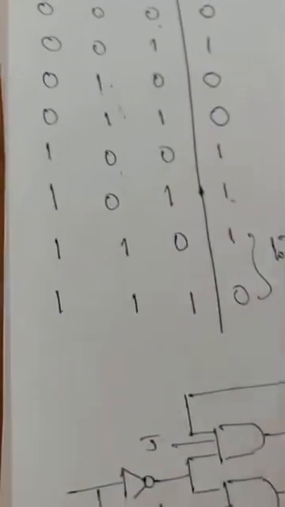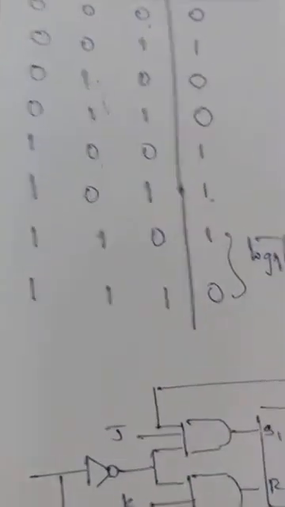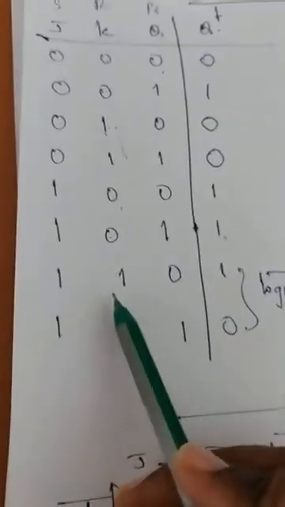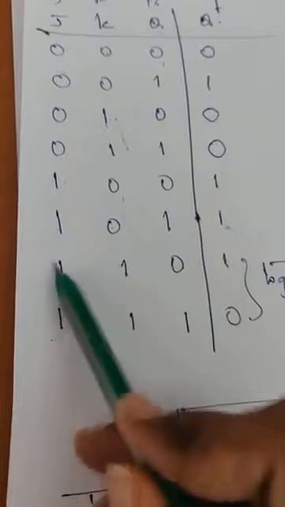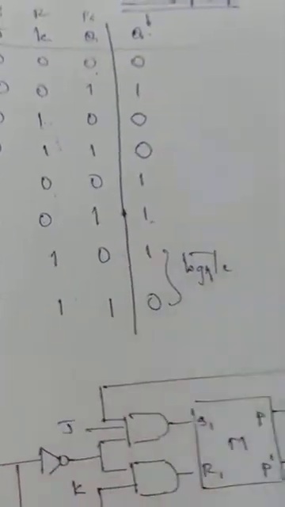We call it a toggle. Toggle refers to 0 to 1. If it is 0, it will change to 1. If it is 1, it will change to 0. Only when both J and K are 1 and 1, it will change 0 to 1 and 1 to 0. We call this a toggle.